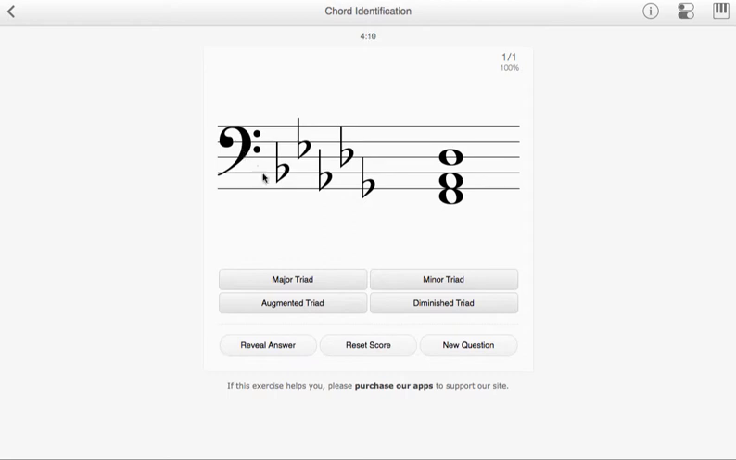So be careful of the clefs. Make sure that you pay attention to the key signature. So looking at this chord, paying attention to the bass clef, you have an F and an A flat and a D flat. So F to A flat is a minor third, and A flat to D flat is a perfect fourth. If we move this D flat underneath this F, you have D flat to F, which is a major third, and then F to A flat being a minor third. So it's a major triad.